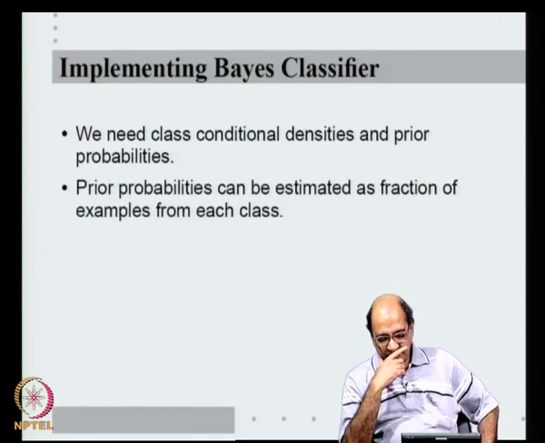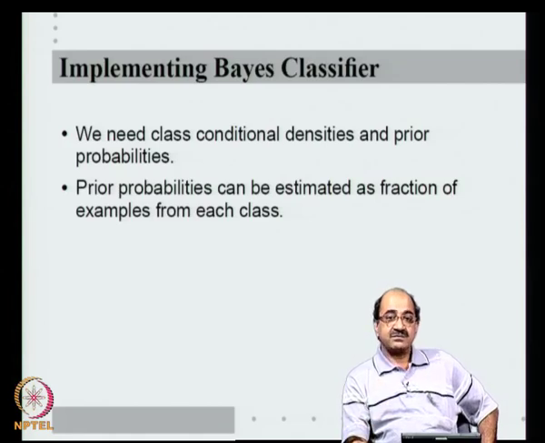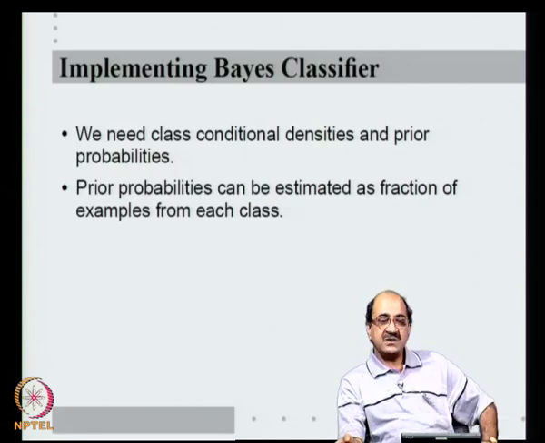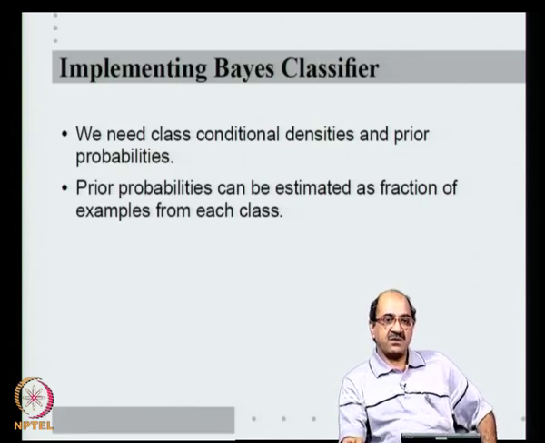Now, prior probabilities may not be so difficult. I may know the prior probabilities, or I may want to assume the prior probabilities of the 2 classes to be the same, or I can simply estimate prior probabilities as the fraction of examples from each class. I got some n examples. If n1 of them are from one class and n2 of them are from the other class, then n1 by n and n2 by n are good estimates for prior probabilities.